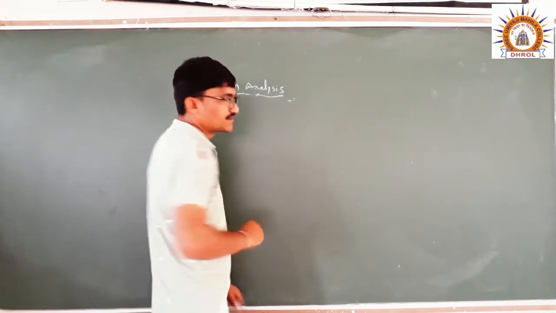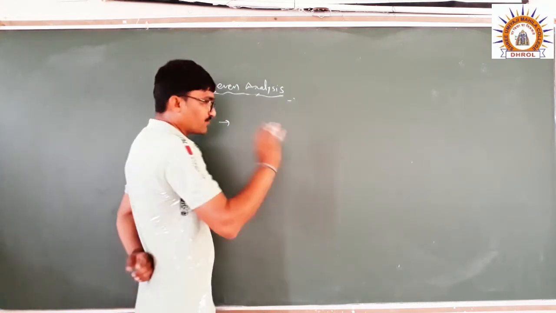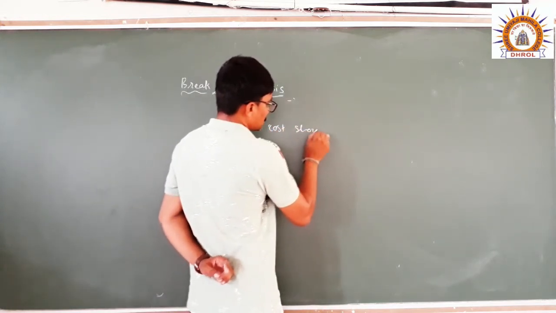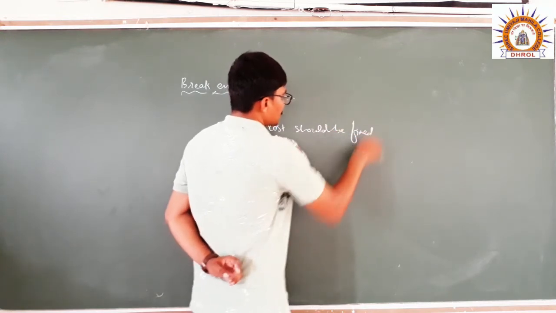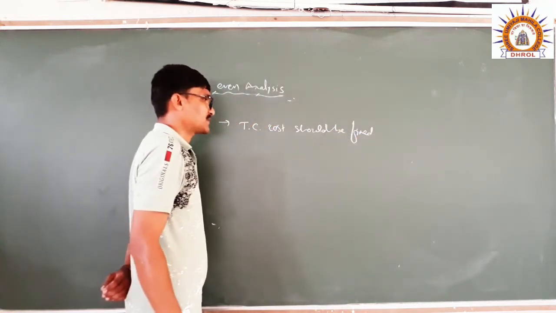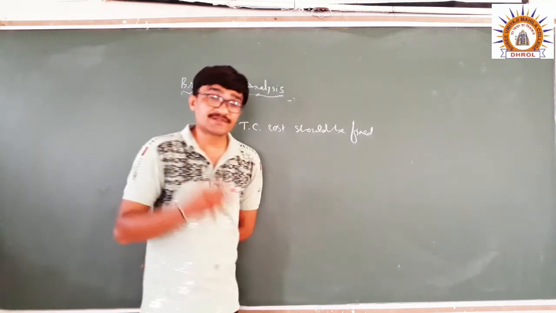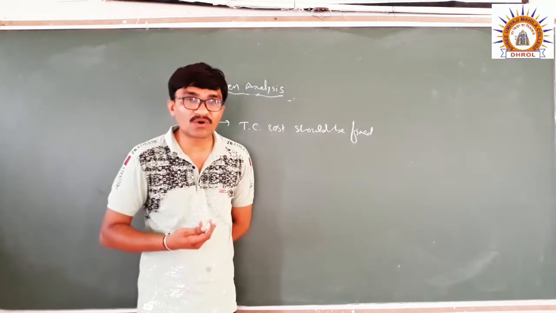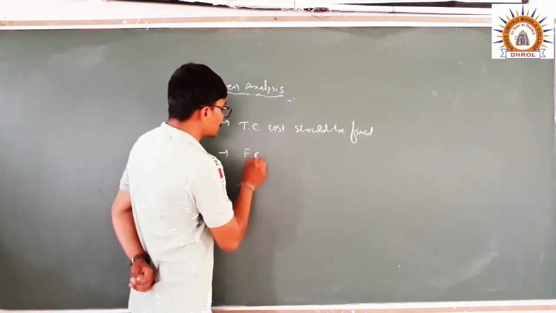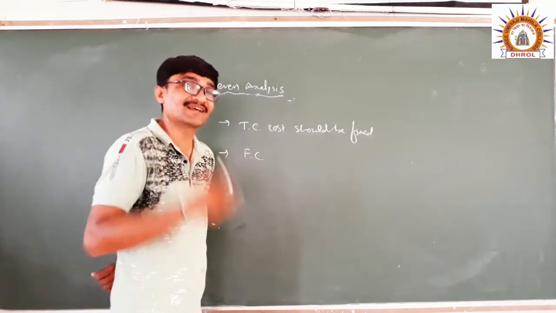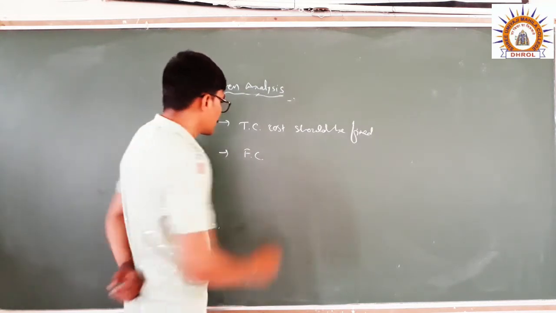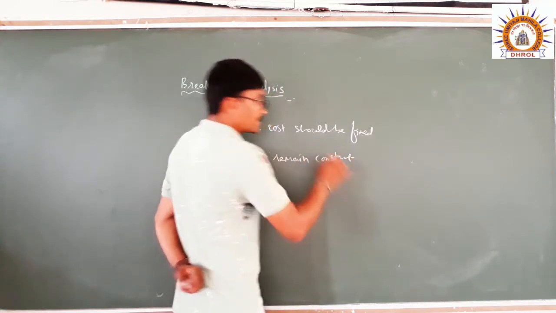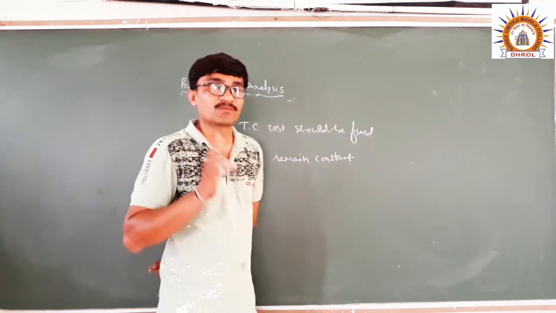So the first assumption is what? The total cost should be fixed. This is the basic assumption. Then the assumptions relating to the selling price per unit, variable cost, fixed cost. Here the fixed cost itself should remain constant up to the finished goods of the product.